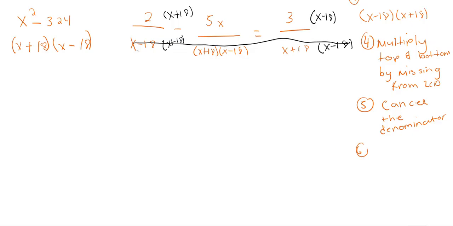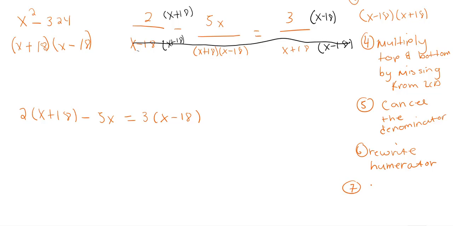So step 6, rewrite numerators. At the top, I have 2 times x plus 18 minus 5x equals 3 times x minus 18. Right now, I'm simply going to distribute and combine like terms, and check if you need to factor.